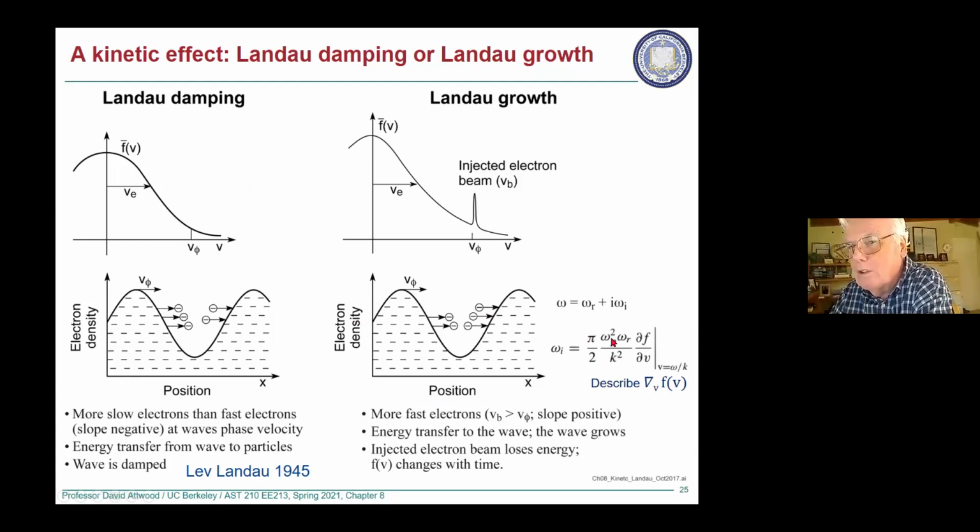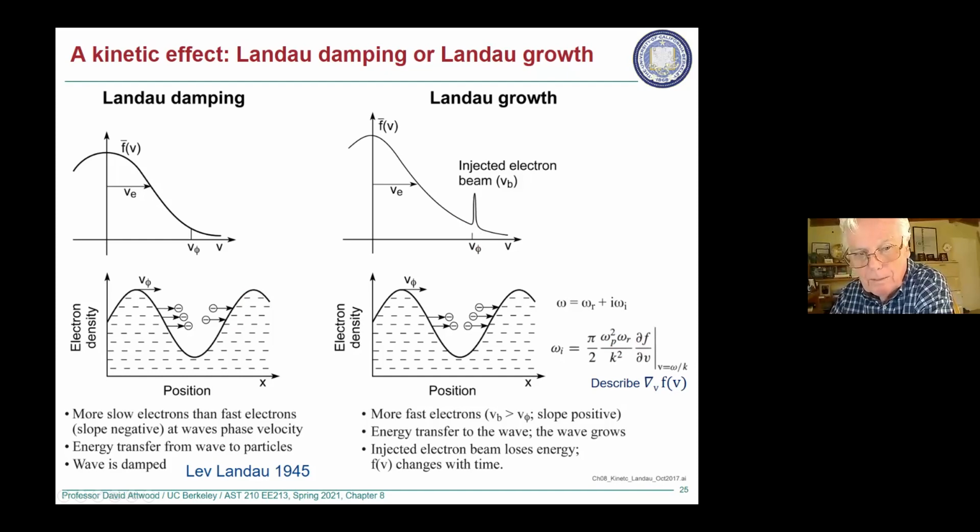It depends on the electron plasma frequency squared, the real part of the frequency, k squared, which has to do with the wavelength, and the partial of f with respect to v. So it depends on the gradient just right here. It depends on how many electrons are there. That's this thing. This will give us a measure of how many electrons, which matters. But there's also this gradient of f in velocity space. So this is telling us, are there more slow ones or fast ones? So depending on the sign, if this is negative or positive, you'll either get wave decay or wave growth.